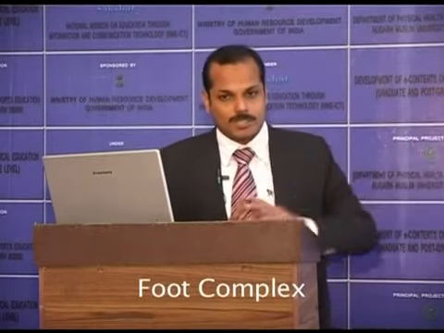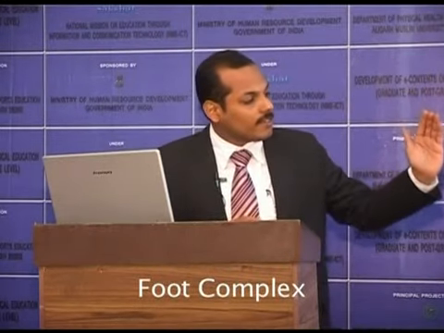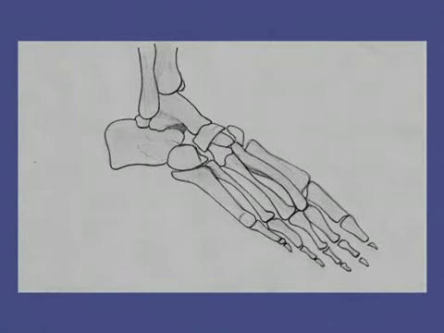Now the foot complex can be divided into three parts. The first one is the rear foot, the second is the mid foot, and the third one is the forefoot. The rear foot consists of the bones talus and calcaneum, that is the posterior side of the foot, and the mid foot is the middle side. It contains the tarsal bones, and the forefoot contains metatarsals and phalanges. So the foot can be divided into rear foot or hind foot, mid foot and forefoot. This is the classification of the foot according to the positions of the bones.